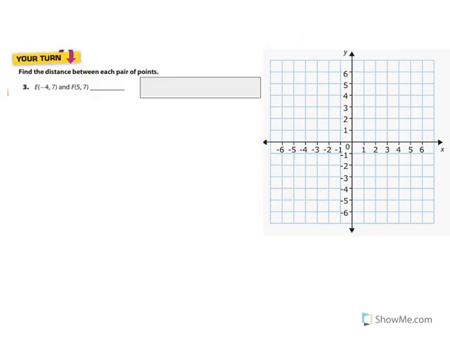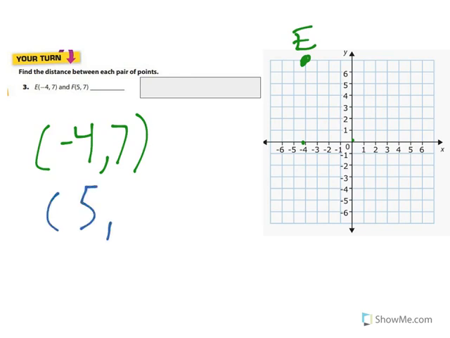All right, so let's look at some more examples. Find the distance between each pair. So I'm going to graph these. E is (-4, 7). I'm going to go over 4 to the negative side. I start at 0, and now I go up 7. It's at the very top, and that is going to be point E. Point F is going to be over 5, up 7. Starting at 0 again, over 5, up 7.